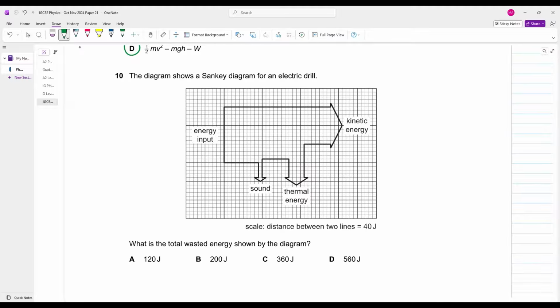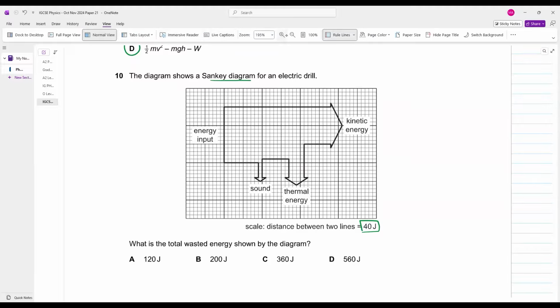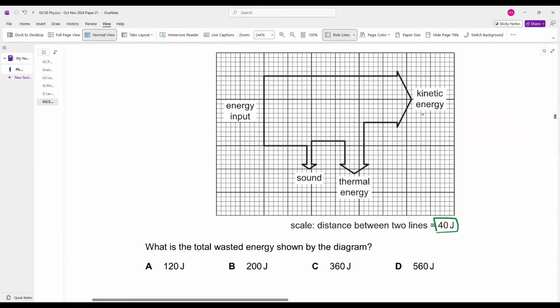The diagram shows a Sankey diagram for an electrical drill. Now, how to read a Sankey diagram? Always remember in a Sankey diagram, you will be given a scale. The distance between two lines is equal to 40 joules. What does this scale represent? Beta, in a Sankey diagram you always have to look at the width of arrows. Can you realize this arrow is one box wide? One box represents 40 joules.